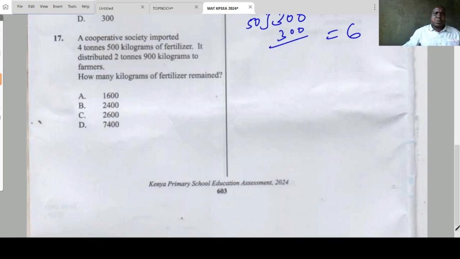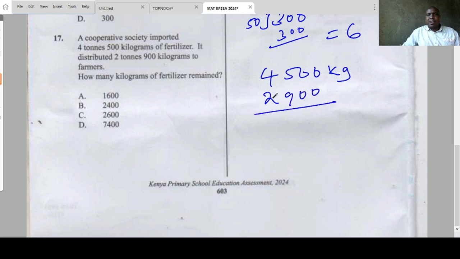A cooperative society imported 4 tons 500 kilograms of fertilizer and distributed 2 tons 900 kilograms to farmers. How many kilograms of fertilizer remained? So they brought 4 tons 500, so that means it is 4,500 kilograms of fertilizer. They distributed 2 tons, that is 2,000 kg plus 900, that is 2,900. They have distributed this, so let's get the difference.